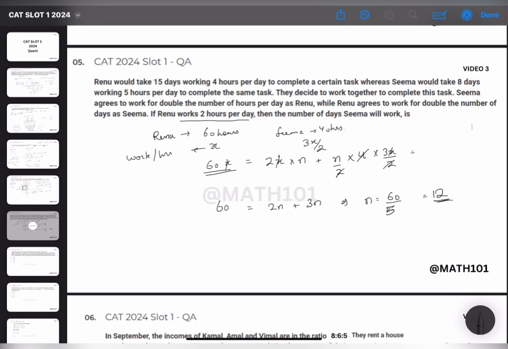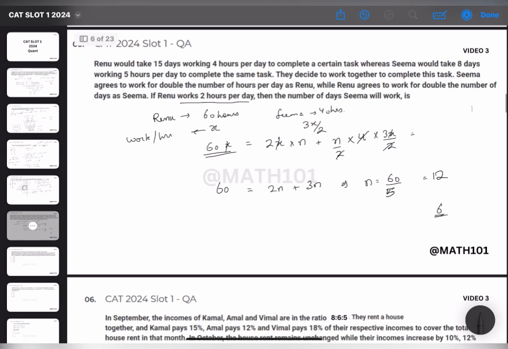Wait, Renu agrees to work for double the number of days as Seema. So n is the number of days Renu works, Seema works half, so half of 12 is 6. The answer is 6. Notice it? The n was the number of days Renu worked, and we are asked how many days Seema worked.